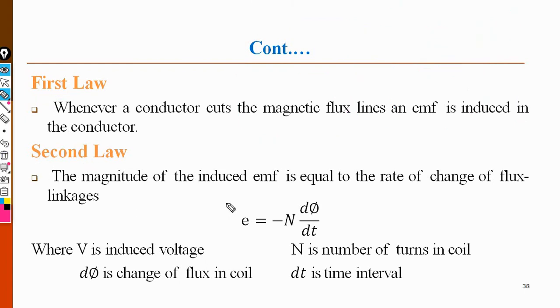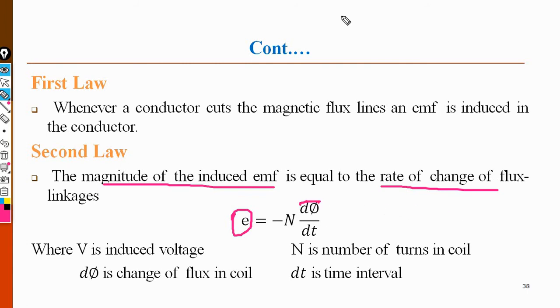This is the formula for the second law. That means induced EMF is directly proportional to the number of turns and the rate of change of flux with respect to time. That means the magnitude of induced EMF is equal to the rate of change of flux linkage. D phi means flux linkage.